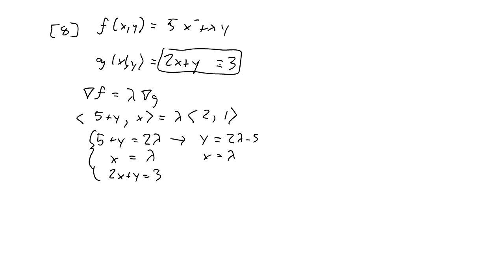So let's say I'm going to plug in lambda for x, and I'm going to plug in 2 lambda minus 5 for y. So that's 2 lambda plus 2 lambda minus 5 is equal to 3. So 2 lambda and 2 lambda is 4 lambda, minus 5 is 3.